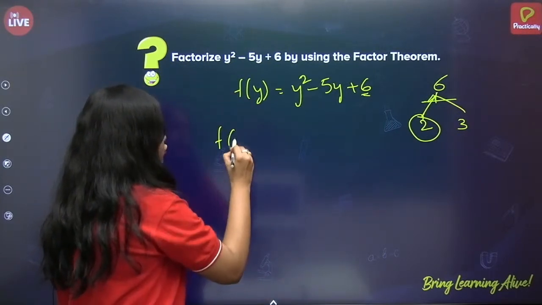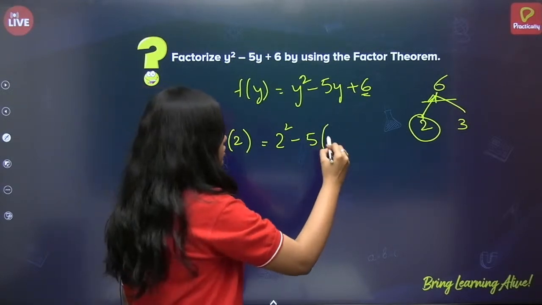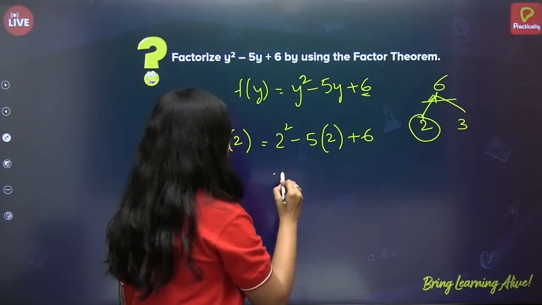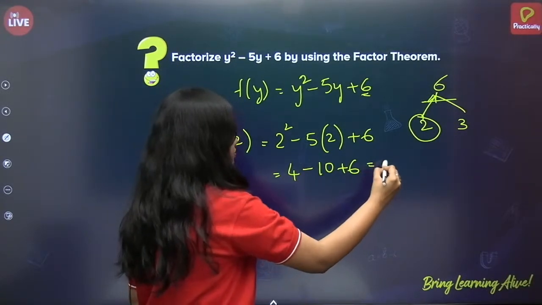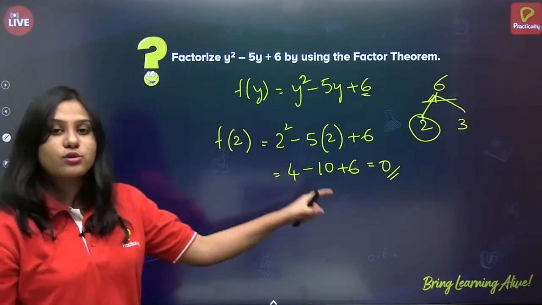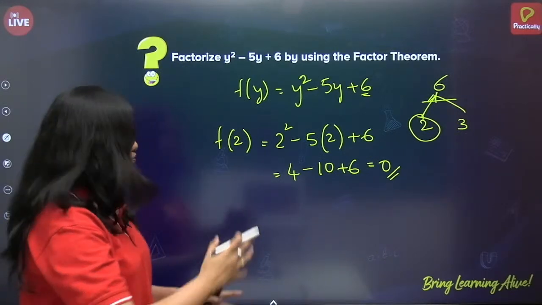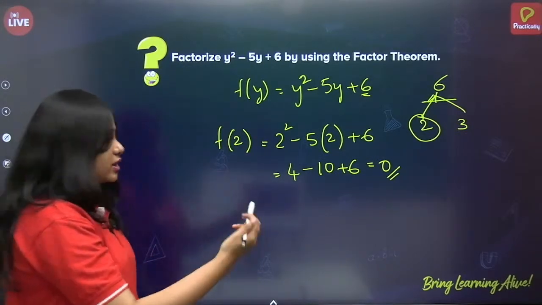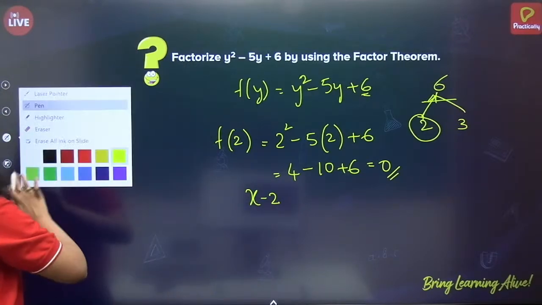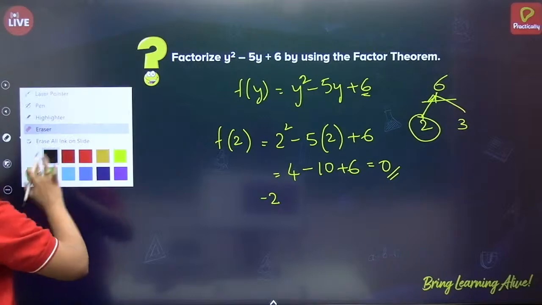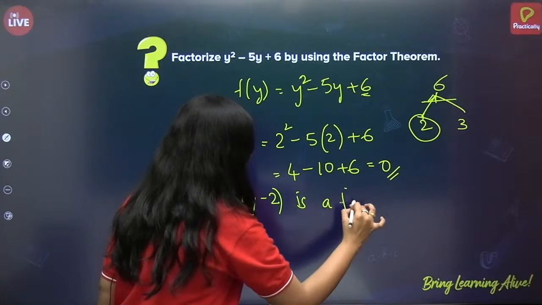Now substitute 2. So f of 2. What is f of 2? 2 square minus 5 of 2 plus 6. So 4 minus 10 plus 6. It's 0, correct? So if f of 2 is equal to 0, then I can tell that y minus 2 is a factor, correct?